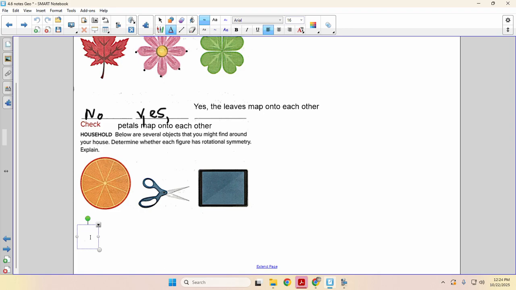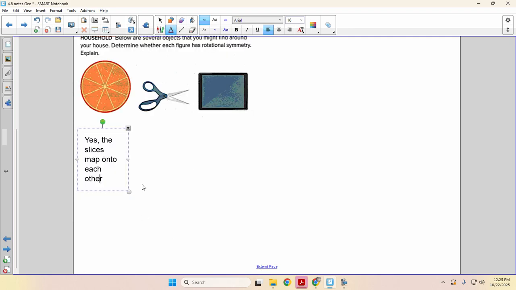All right, this orange is a yes. The slices map onto each other. These scissors, it's a no. These scissors are a no because you can see this handle is a different shape than this handle, so even if I flipped it around 180, it still wouldn't match up handle to handle. So for this one, we have to say no. The handles don't match.